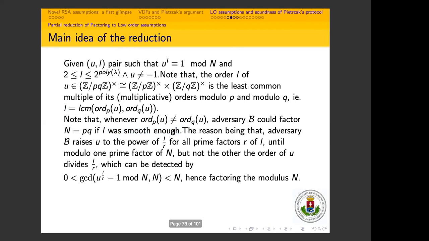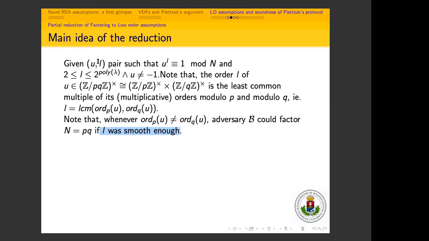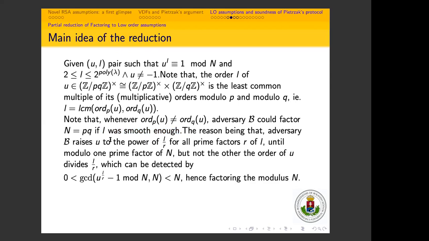Okay, so now a lot of uncertainties, bear with me, I will explain everything. So why is this the case? Let's imagine we have this U and L, and we want to recover all the prime factors of L, the order of the low order element. Why? Because B could raise U to the power of L divided by R for all prime factors R of L, until modulo one prime factor of N but not the other, the order of U divides L divided by R, which can be detected via this GCD. So the main idea is that if we know all the prime factors of L, then we will be able to recover one of the non-trivial factors of N just by testing this GCD. This is the main idea of the reduction.